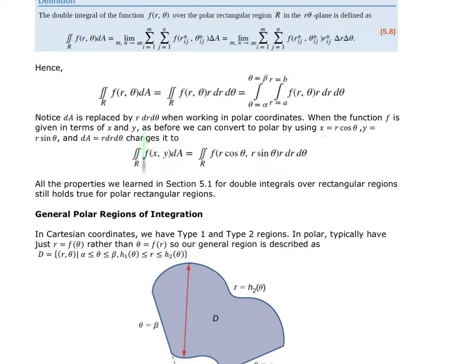When the function is in terms of x and y, we can do our usual conversions, which is x is equal to r cosine theta, and y is equal to r sine theta, and dA is r dr d theta. Don't forget the r. So then if we look at our rectangular region in terms of x and y, we can rewrite it as our function in terms of r cosine theta and r sine theta. Don't forget the r dr d theta. Everything that we learned in terms of properties in section 5.1 over double integrals in regular, rectangular, or Cartesian regions still holds true for the polar rectangular regions.